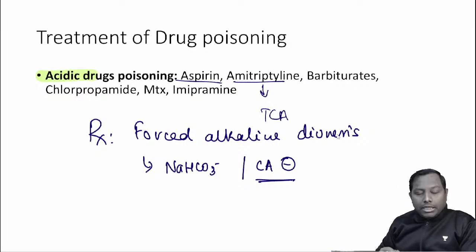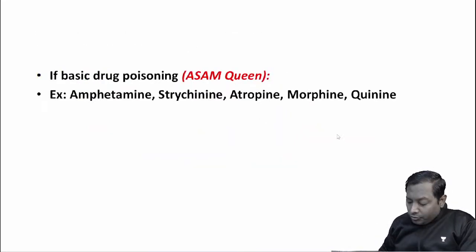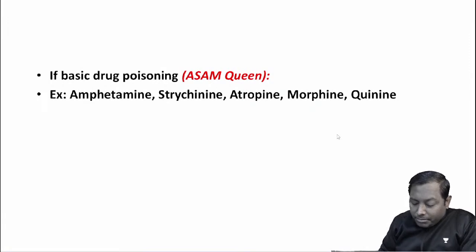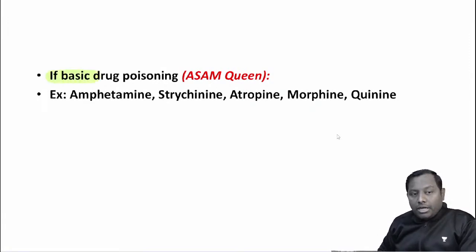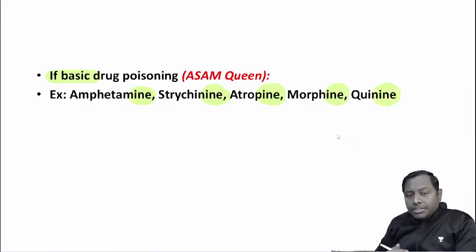The next one, acidic drug poisoning. How will you differentiate acidic from the basic? They might not give you this term basic. They'll be giving you the name of a drug. Drugs like amphetamine, strychnine, all the basic drugs, they're mainly ending with the 'ene', right? Morphine, quinine. The condition to use the diuresis modality of treatment is if the antidote is not available.